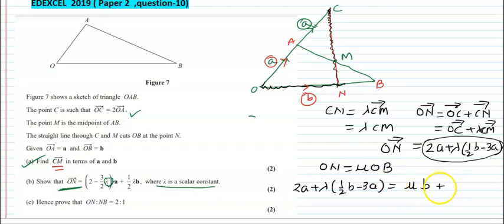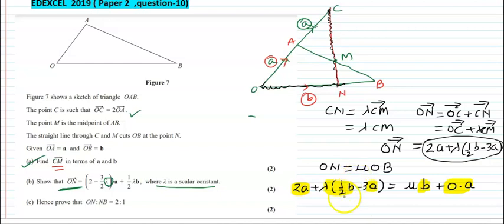So let's put it here, 2a plus lambda half b minus 3a, that is mu OB, and OB is b. And there is no a vector on the right, so we can write 0 times a, and we can compare the coefficients on both sides. So a with a and b with b. Comparing both sides, coefficients of a and coefficients of b.